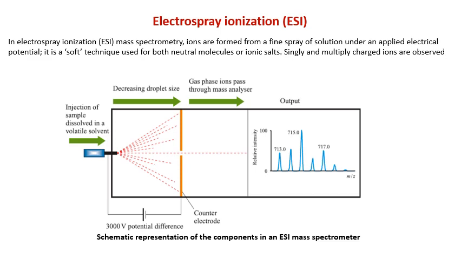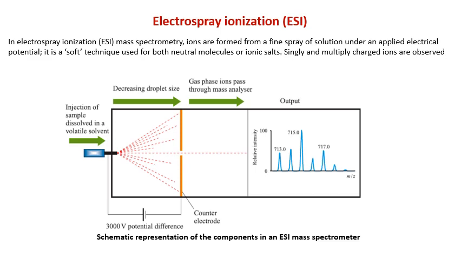So an electrical potential is applied between the needle through which the sample is injected and a counter electrode. This counter electrode part is shown here in orange color. The charged droplet travels towards the counter electrode, during which time the solvent evaporates. The solvent is actually associated with the charged molecule, and as it travels toward the counter electrode, the solvent gets evaporated.